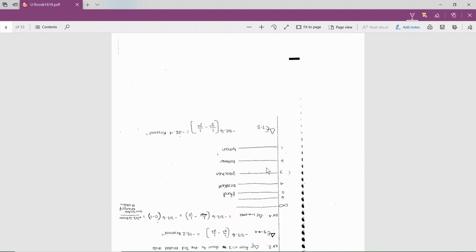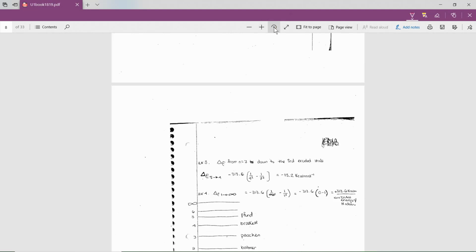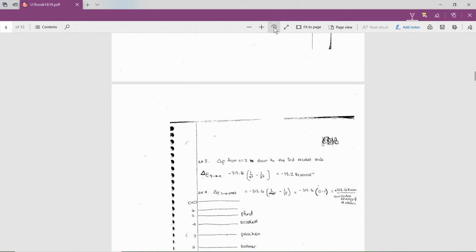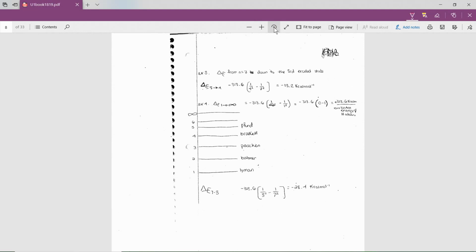Okay. Now let's flip it around again. Here's example 3 on page 8. Energy released when you go from the 7th level down to the 3rd excited state. Now be careful here. Some people will do from the 7th level down to the 3rd level, but that's not right. The 3rd excited state means the 4th level, so n equals 4. So it'll be minus 313.6 times 1 over 4 squared minus 1 over 7 squared. So you get minus 13.2 kcals per mole.